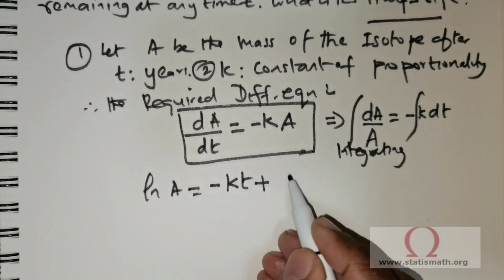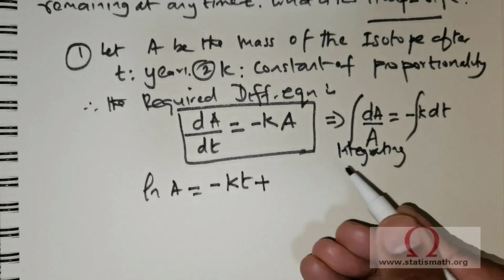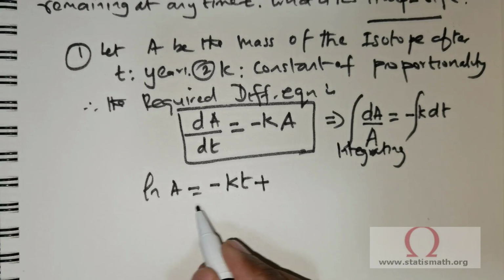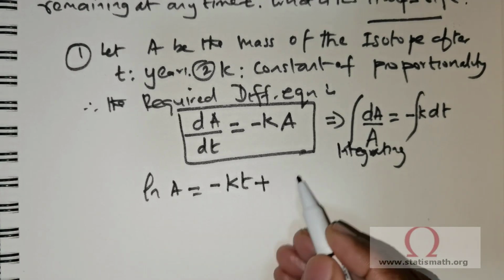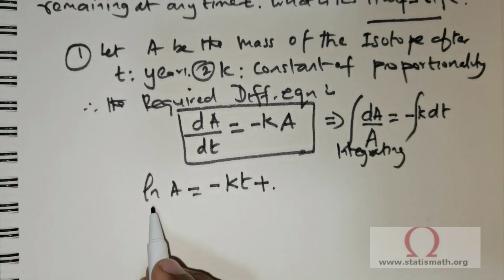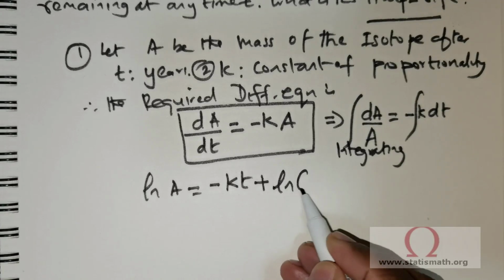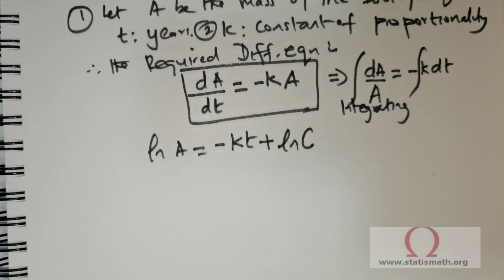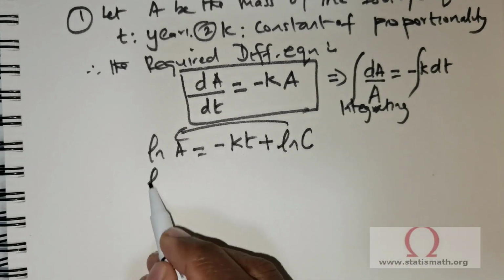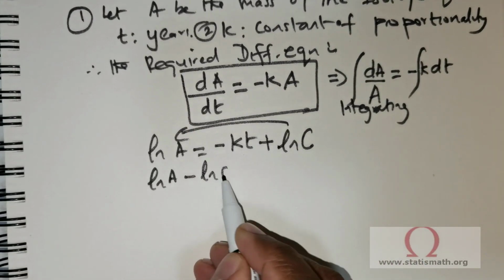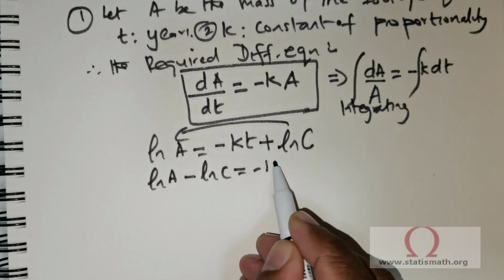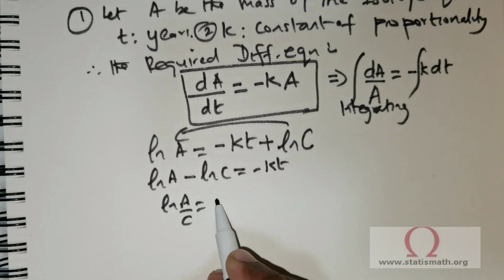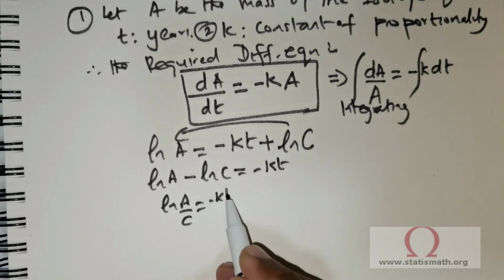Now, positive ln, it's going to be a constant, an arbitrary constant. Remember, always in application-oriented problems, instead of just placing it as C, since I have a ln on the left, place it as ln C. It's an arbitrary constant. Now, moving this ln C to the left, I would get ln A minus ln C is equal to negative K times t. Now this is going to be ln of A over C is equal to negative kt.